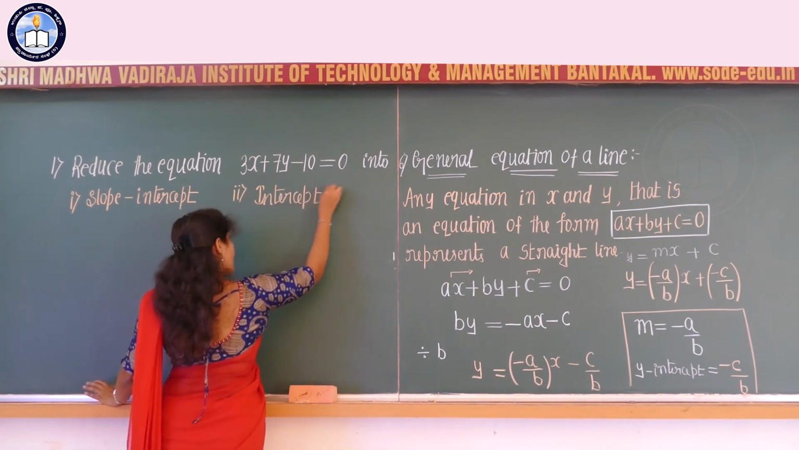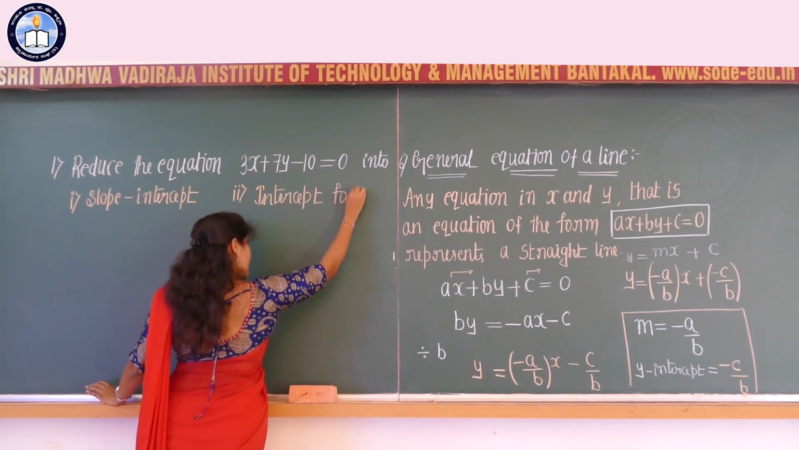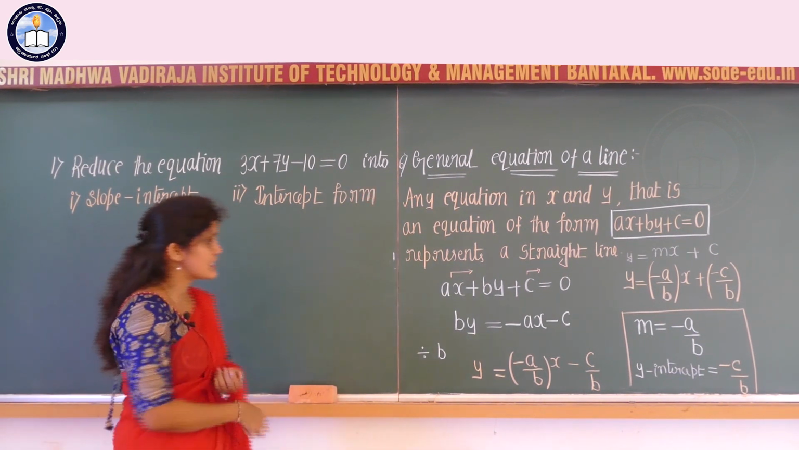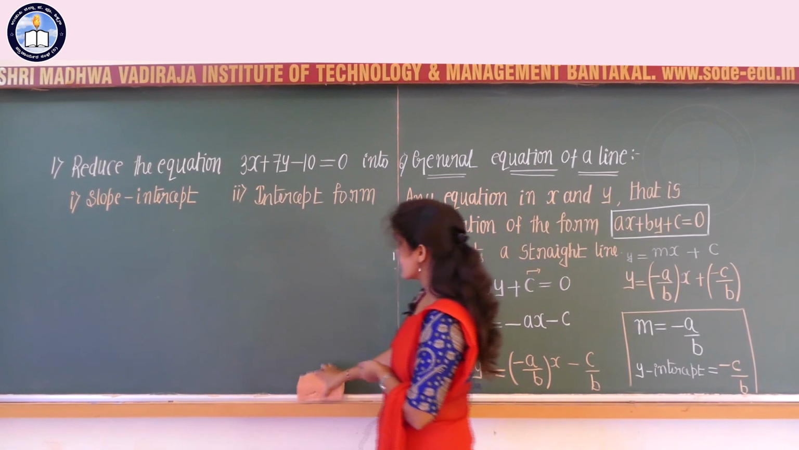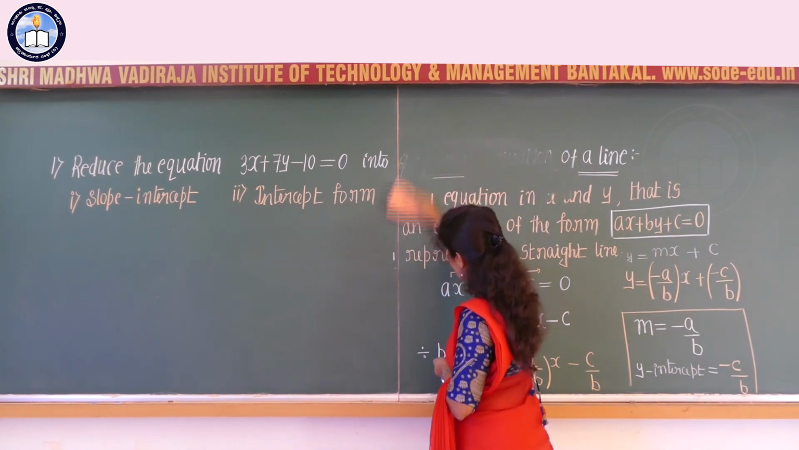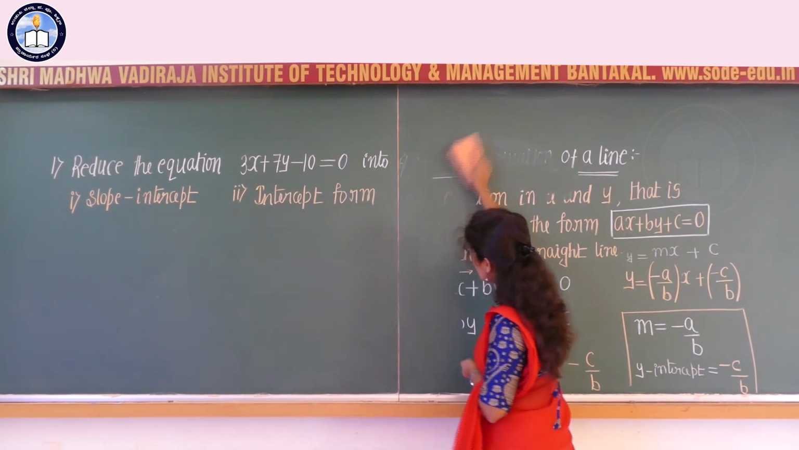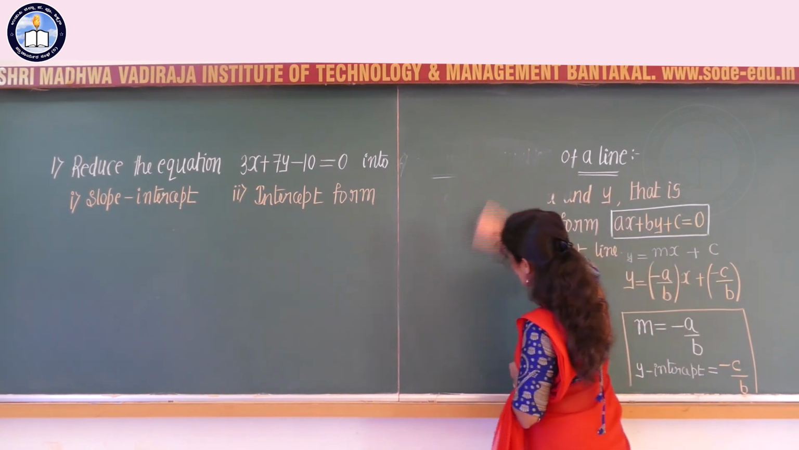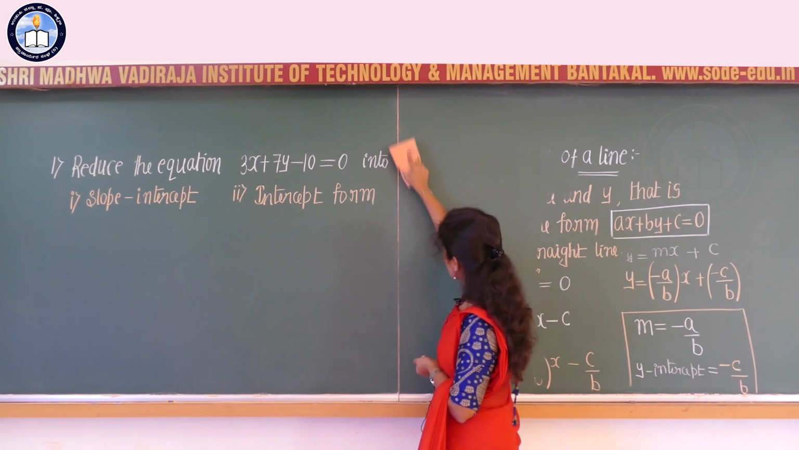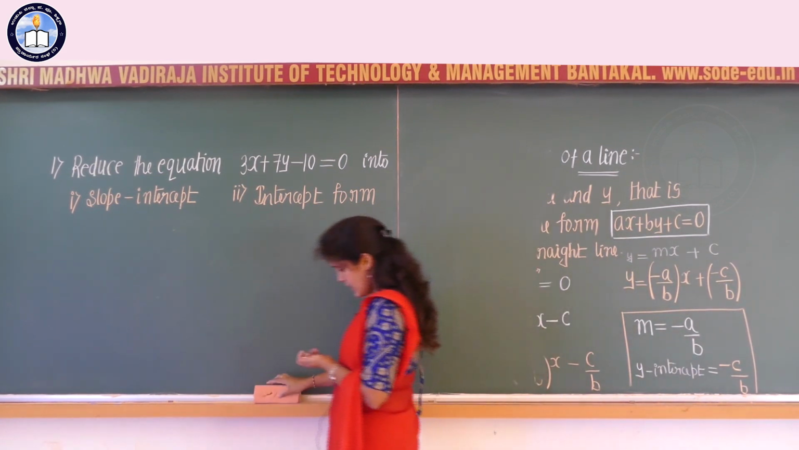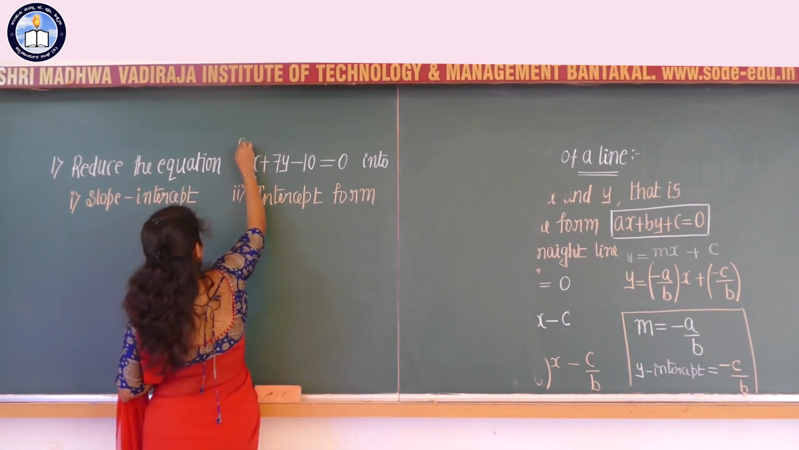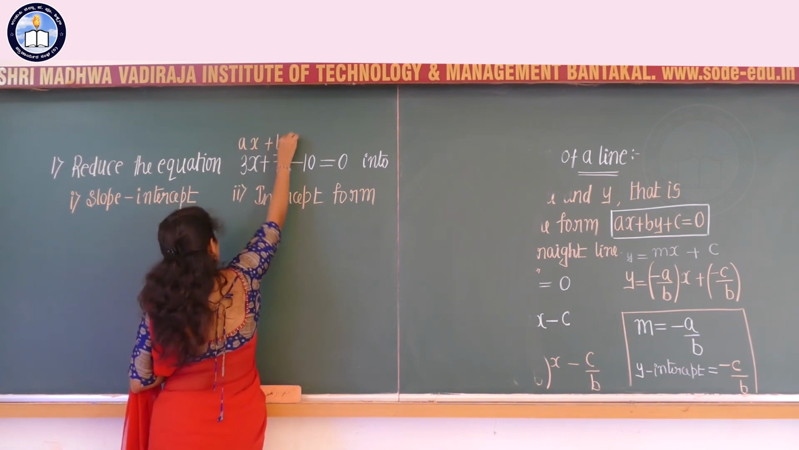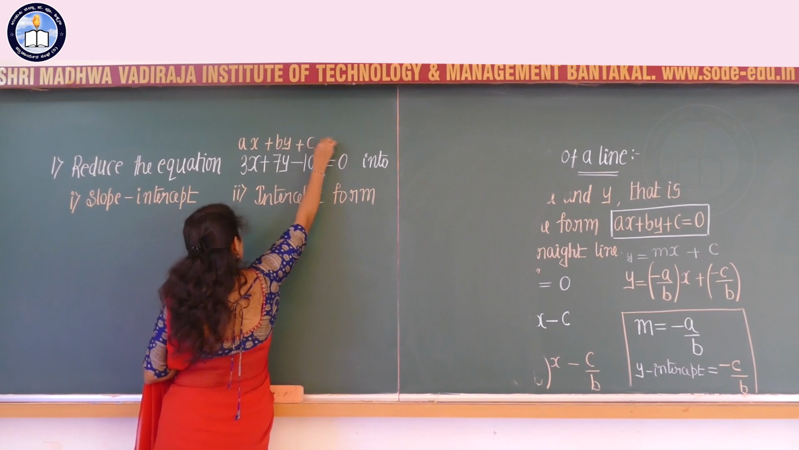So here, in order to write the solution, initially we should know what is meant by the slope intercept form and the intercept form. What is the given equation? The given equation is 3x plus 7y minus 10 is equal to 0, right? And with respect to the given equation, I can say that it is present in the form of a into x plus b into y plus c is equal to 0.